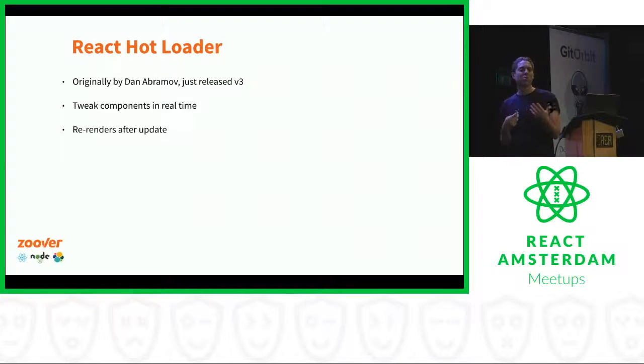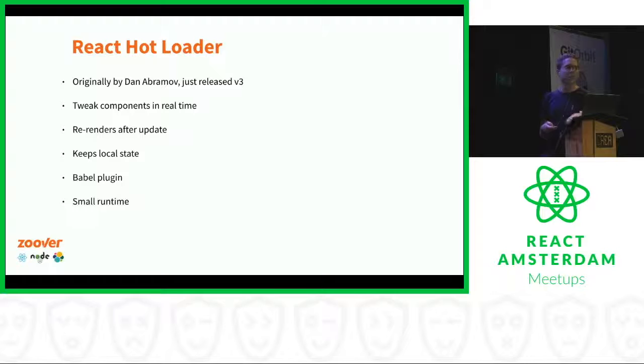So what the library does is it will help us re-render the UI after an update, and it will make sure that the latest version of your component is actually rendered. It also helps us keep local state. It comes with a Babel plugin, which I will explain in a minute. It comes with a small runtime that you have to include in your code. There's also a use case without Babel, with just Webpack, but that's so limited, it's not even worth discussing.